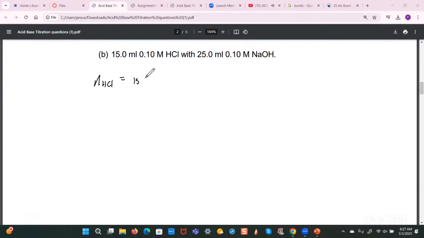15.0 mLs, which we have to convert to liters, so 1 liter over 1,000 mLs, and then times the molarity, which is 0.10 moles over 1 liter, right? So this would give 1.5 divided by 1,000 times 0.1. According to my calculation, this works out to be equal to 1.5 times 10 to the minus 3 moles, all right? What next?